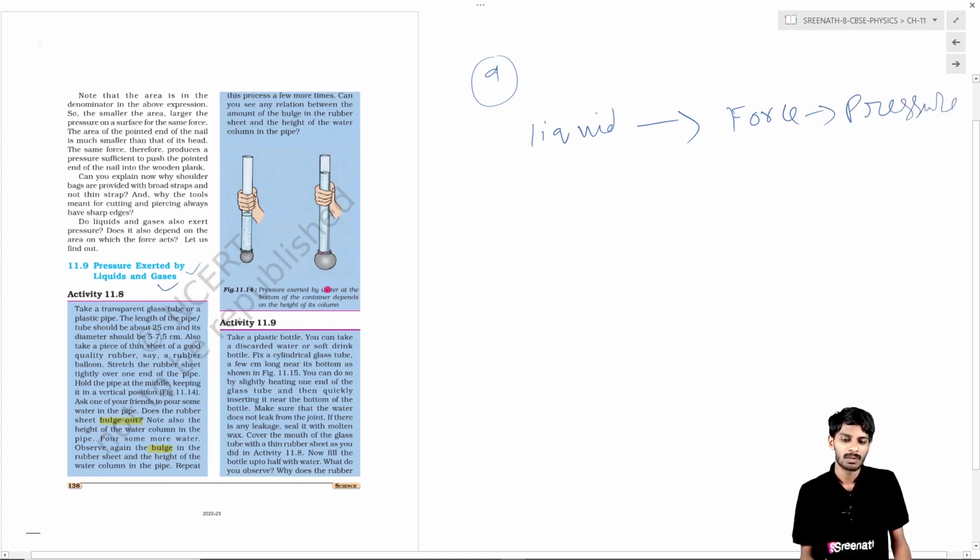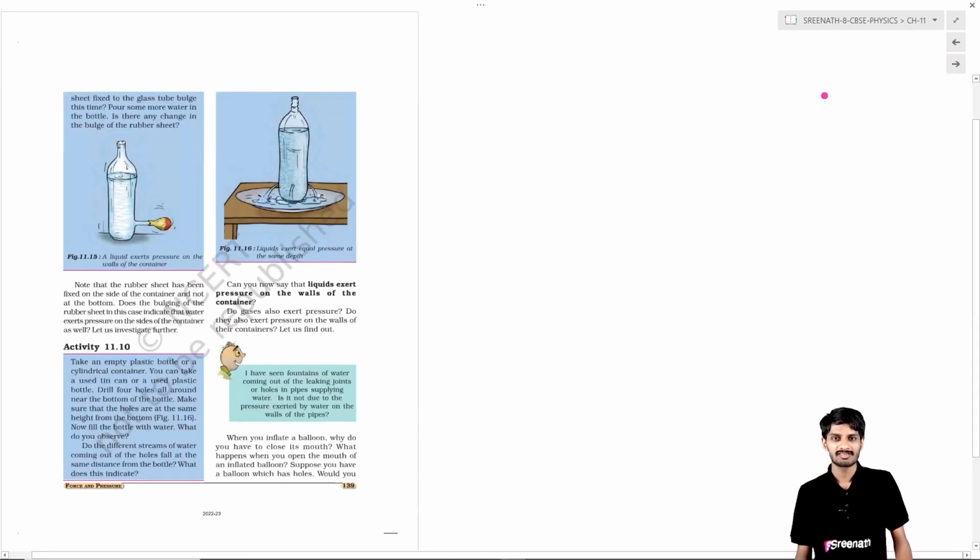This is bulging out, this is expanding, this is pushed by water. So when there is a push, there is a force, and this is acting in this particular area. Force per particular area is nothing but pressure. So do liquids have pressure? Yes, liquids have pressure.